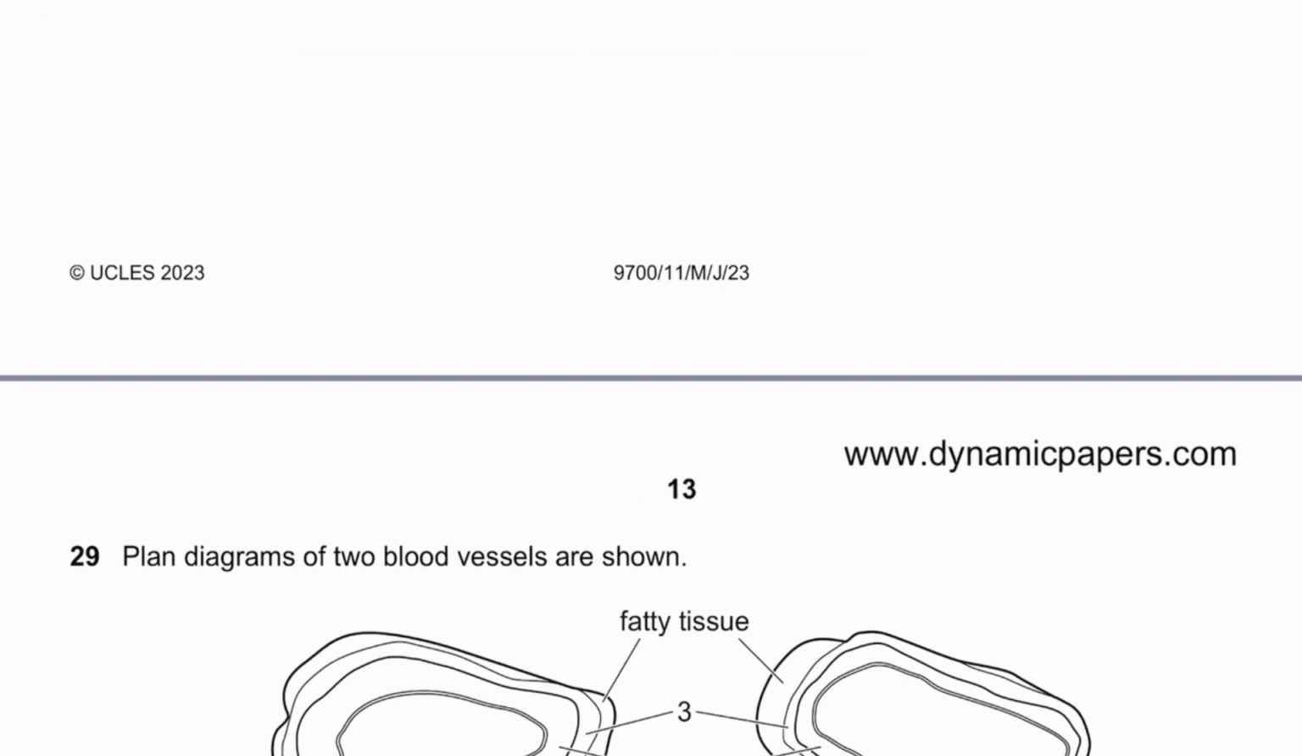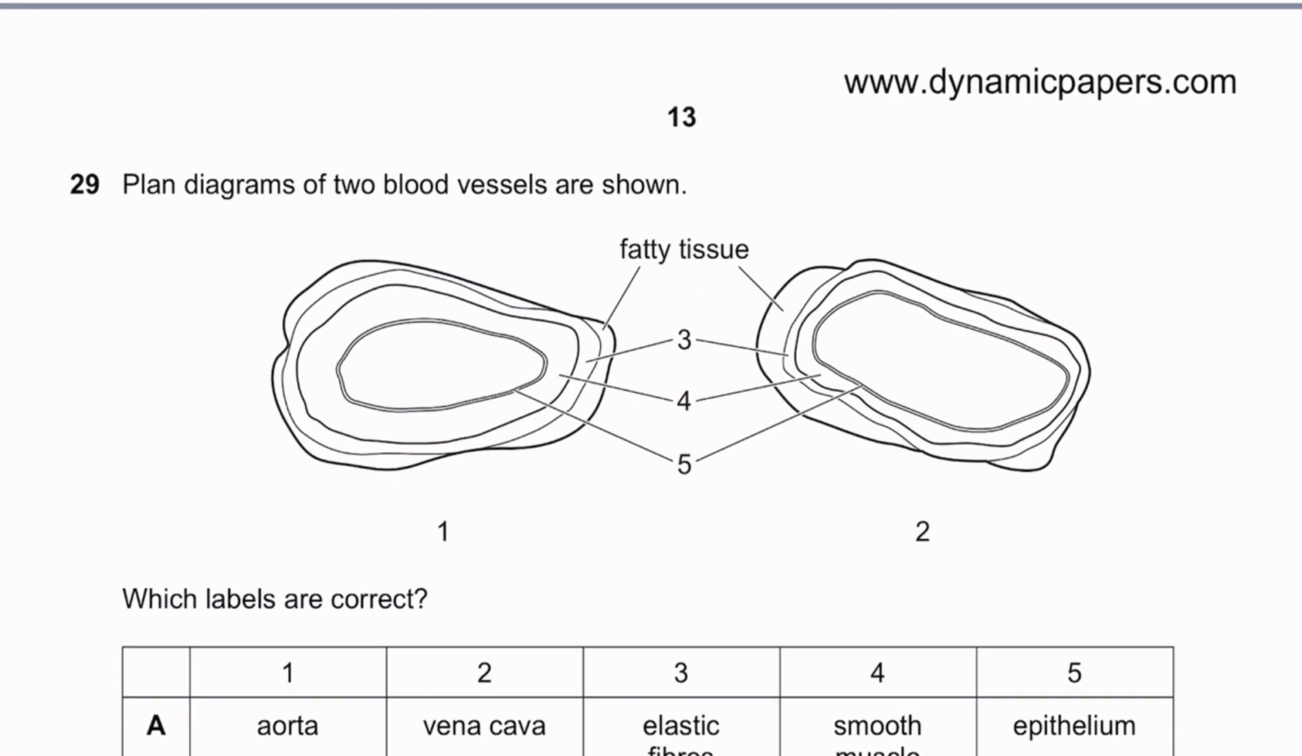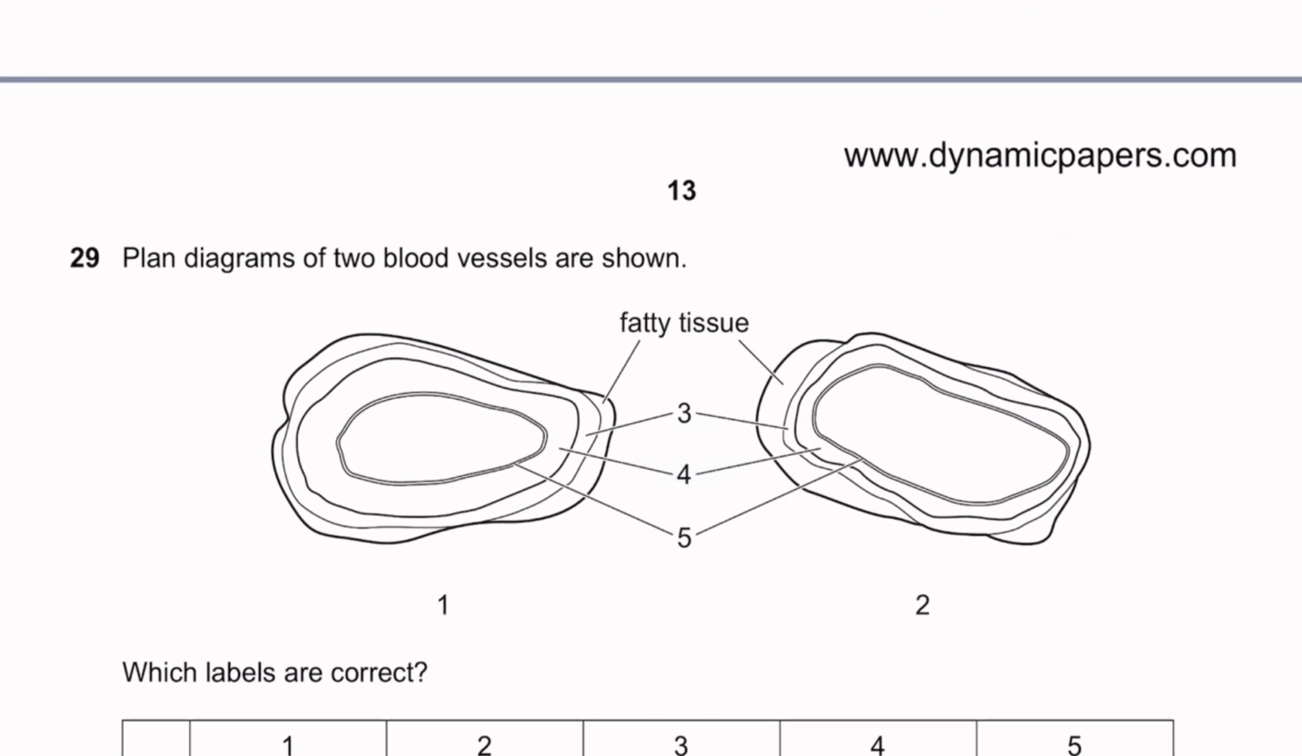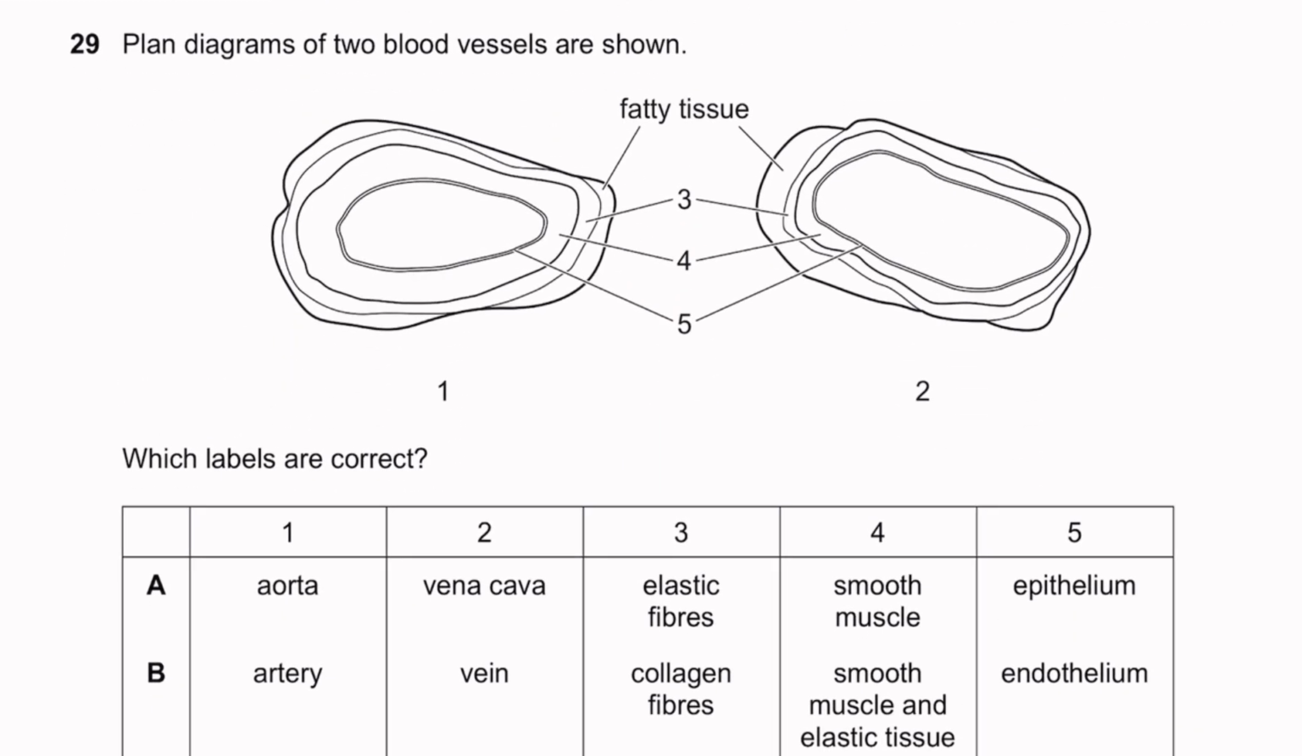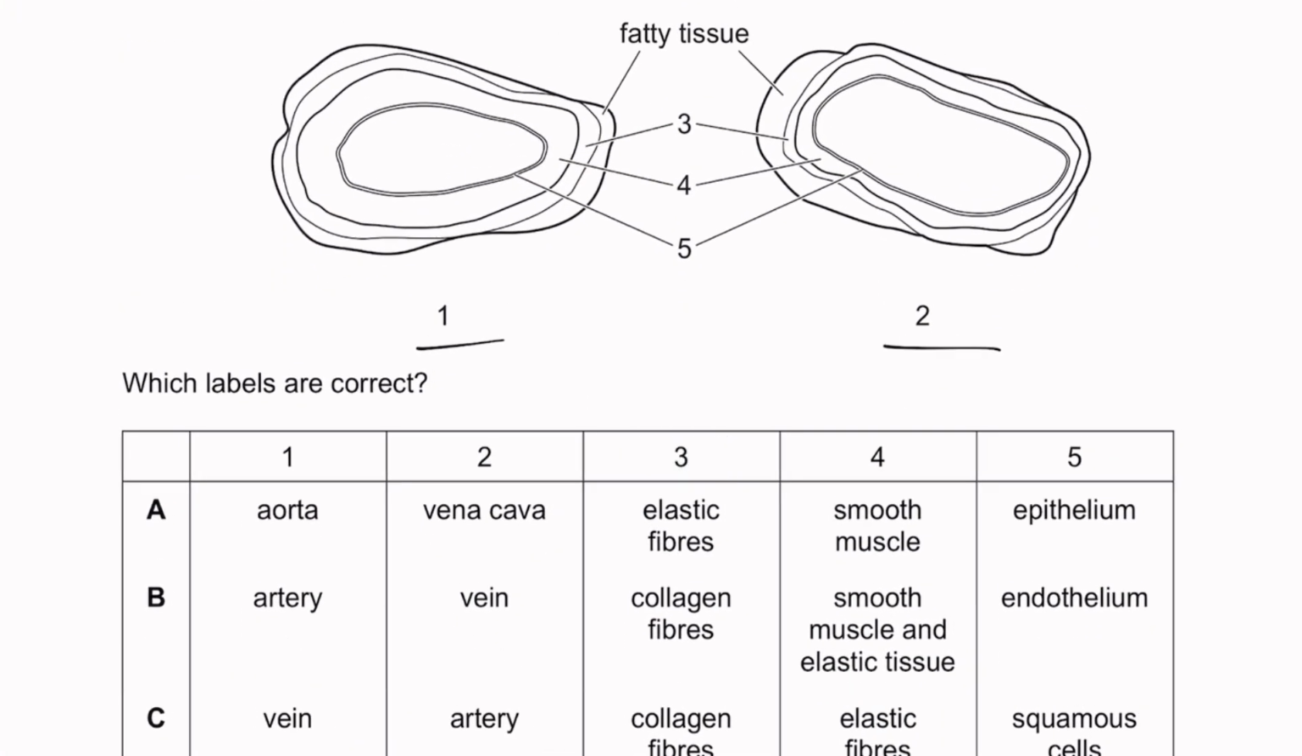Okay, moving on to plan diagrams of two blood vessels. So fatty tissue and everything. Which labels are correct? 1, aorta. Okay, so let's see what the labelings are here. So he's asking us 1 versus 2. So aorta, artery, vein, coronary artery. 2, vena cava, vein, artery, coronary vein. And then 3, elastic fibers. So let's see.